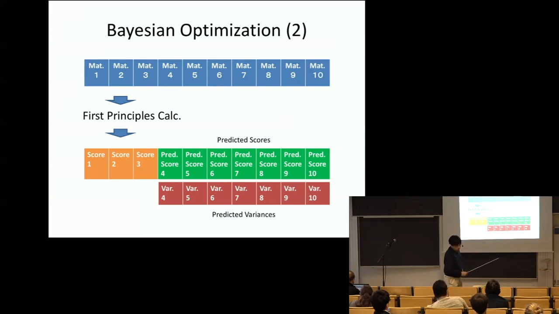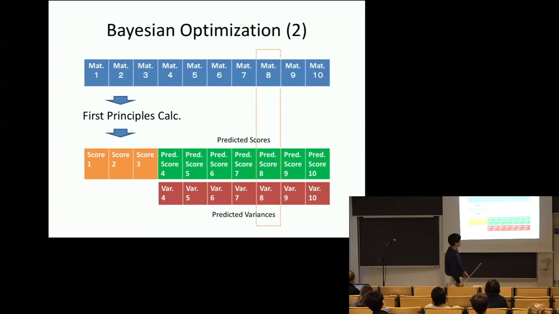It means that if you have a large variance for your score, then it means that this is not so confident. So you are not confident about your prediction here. And if your variance is very small, then you can say that your prediction should be very accurate.